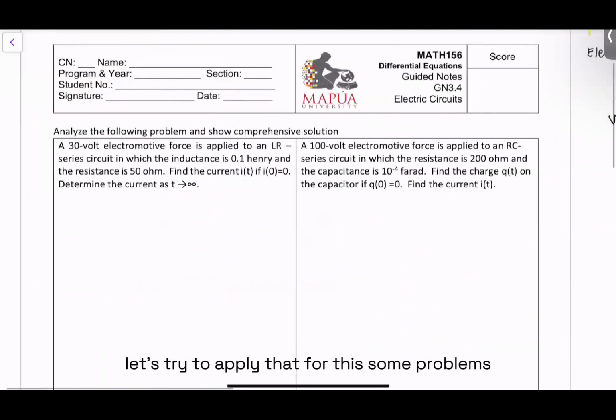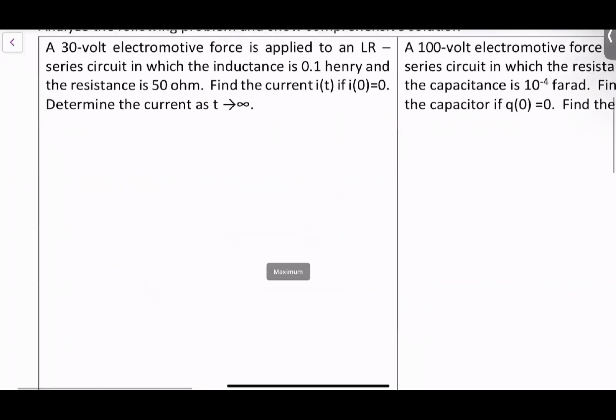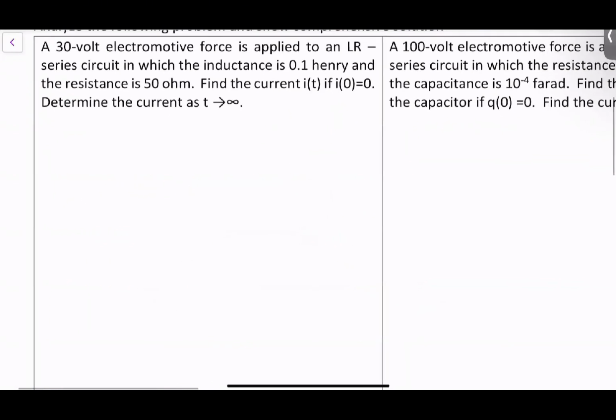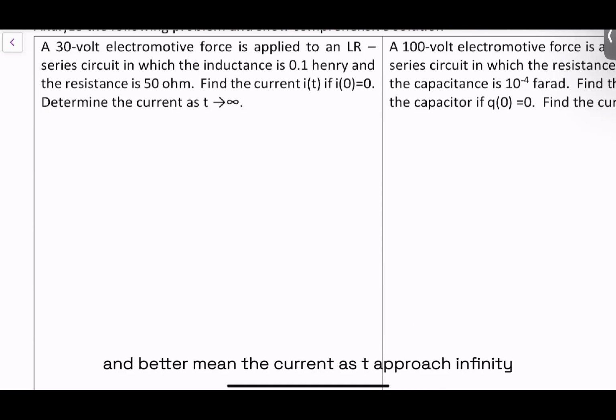Let's try to apply that to some problems. A 30-volt electromotive force is applied to an RL series circuit in which the inductance is 0.1 henry and the resistance is 50 ohms. Find the current I of t if I of 0 is equal to 0 and determine the current as t approaches infinity.